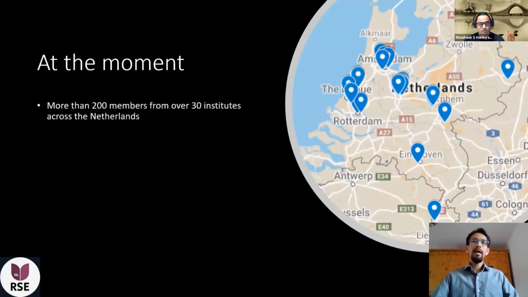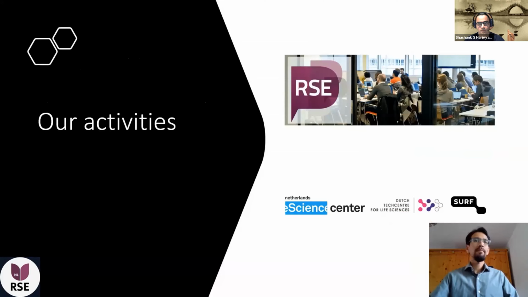At the moment, we have more than 200 members from over 30 institutes across the Netherlands, from the southern Maastricht all the way to the northern Groningen. And with the Netherlands being a small country, that means that people can connect quite easily and commute easily for events organized at any venue.